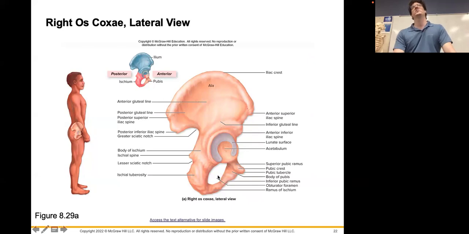Okay, we also have this big hole right here. This big hole right here we're going to call the obturator foramen. And then we have this bridge basically that is between the pubic bone and the ischial bone. The word for bridge here is ramus. Okay, so this would be our ischial ramus and then pubic ramus.